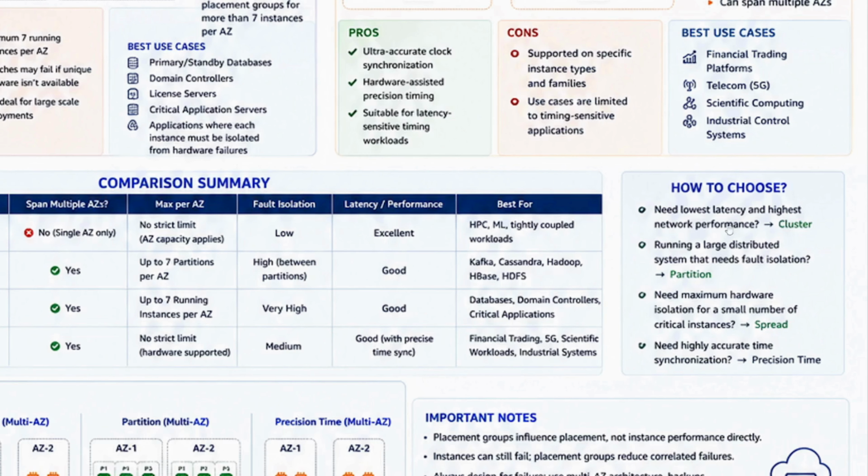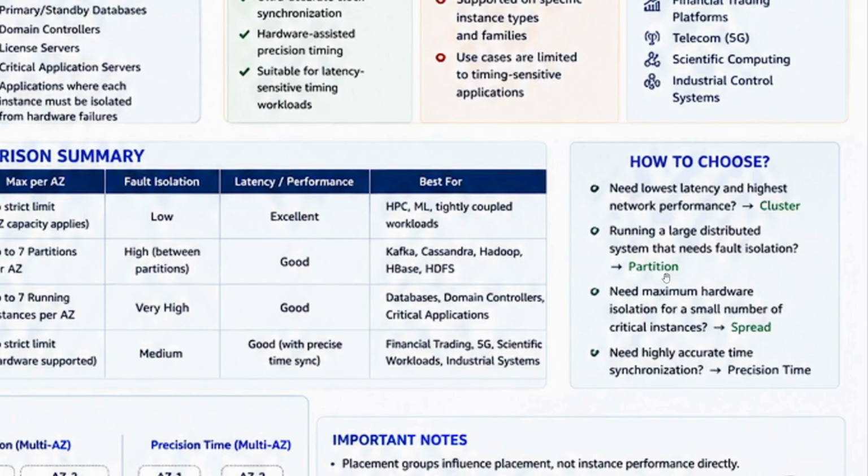Now, a few more things. If you need lowest latency and highest network performance, go with cluster. As soon as you see lowest latency and highest network performance, right? Obviously, there is a trade-off in everything. You want the highest network performance, so obviously you need to give up some availability or fault tolerance. So cluster won't provide that.